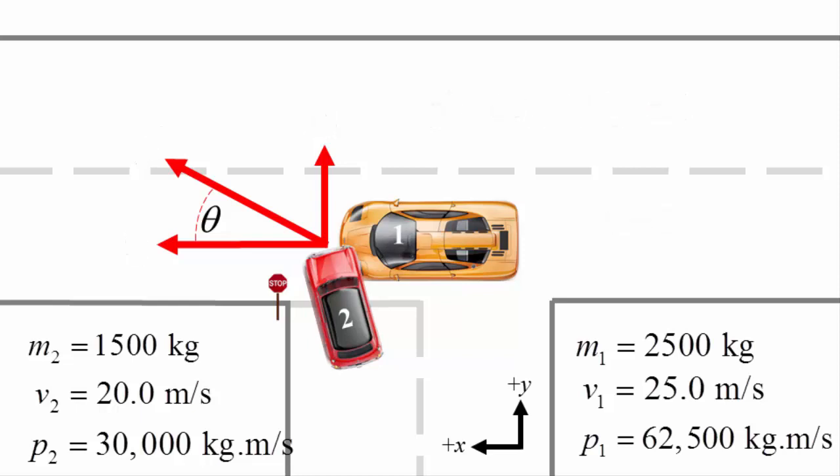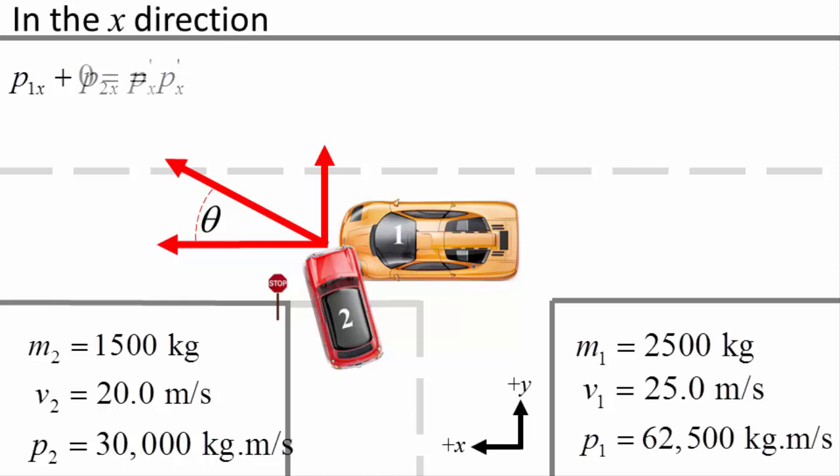Now let's try the algebraic method. Let's start with the horizontal x direction. The total momentum before is equal to the total momentum after. Since Car 2 is moving vertically, it has no component of momentum in the x direction, so P2 in the x direction is 0. Now the initial momentum of Car 1 is its mass times its initial velocity.